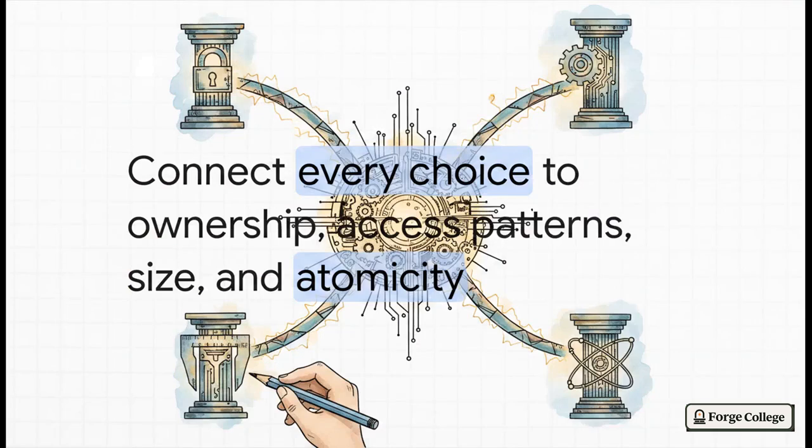Any engineer can draw a box and call it a solution, but a true engineer has to defend their design against intense, merciless scrutiny. You have to prove why your layout actually works in the real world. So the crucial point here is that you must connect every single design choice back to the rubric. We're talking ownership, access patterns, size, and atomicity. You can't just say, well, I used a PDA because I felt like it.